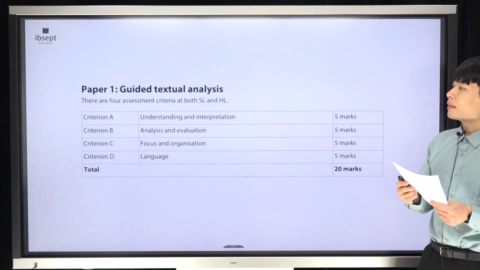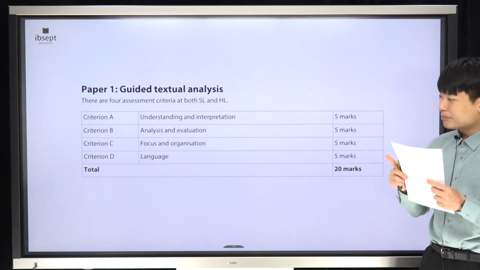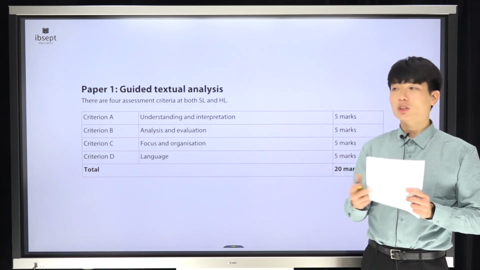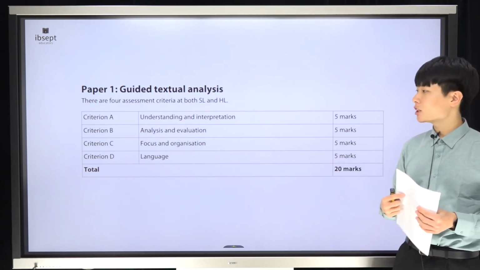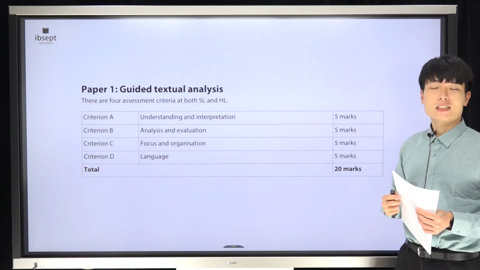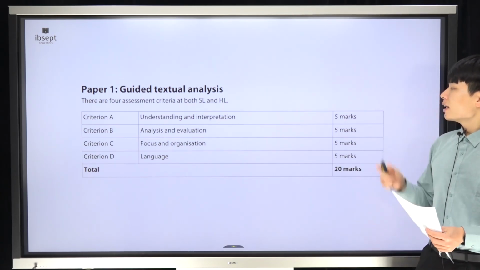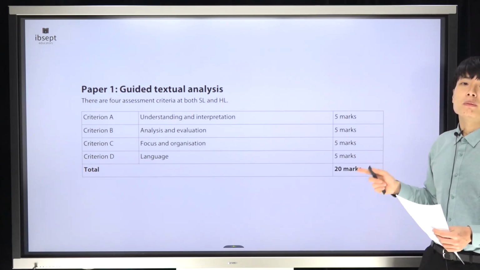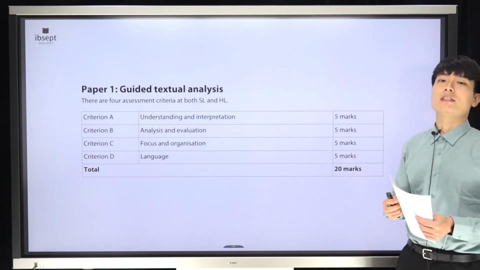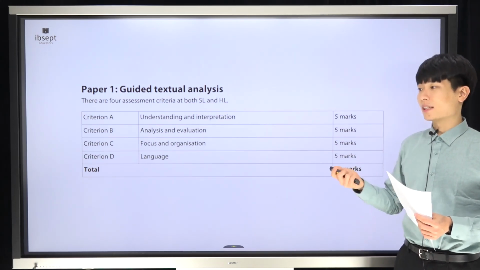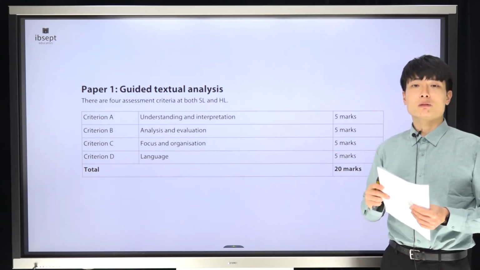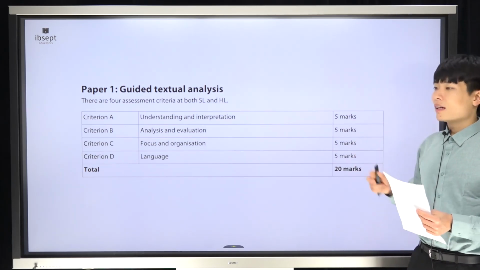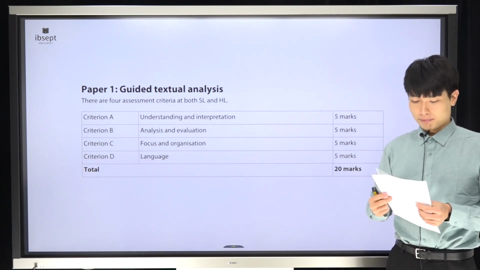When practicing for the Paper 1, one must always keep in mind these four criteria. A. Understanding and interpretation. B. Analysis and evaluation. C. Focus on the organization. And D. Language. Each criterion is worth 5 points, adding up to a total of 20 possible points as the maximum score you can get for a single Paper 1 response. So SL students, maximum score for Paper 1 is 20. HL students who will be writing 2 responses will be marked out of a total of 40 points.